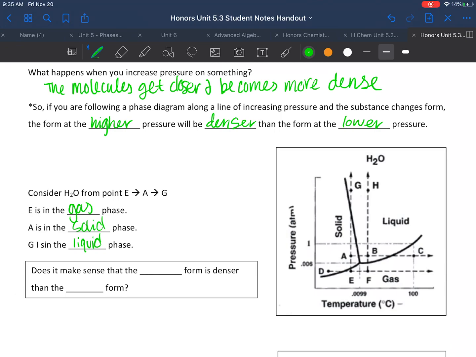And so if we apply what I just told you, that a substance at the higher pressure is going to be denser than at the lower, does it make sense for water that the liquid form is denser than its solid? Yes. Think about it: does ice float on water? Well, then water must be more dense. So this makes sense, you could deduce that the liquid form is denser than the solid form of water.